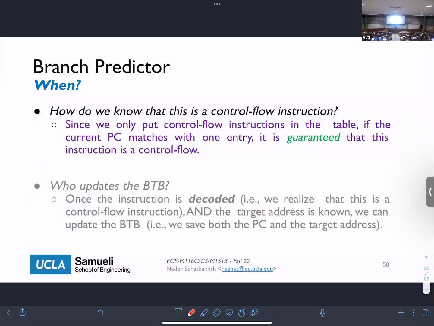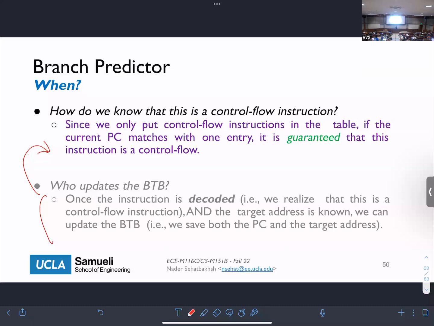Now, how do we know that this is a control flow instruction? The nice thing is that if the PC matches one of the entries in that table, it is guaranteed that this is a control flow instruction. Why? Because whatever exists in that table only got there because it was a taken branch coming from our decoder. So if it's there, it's guaranteed that it's a taken branch. If it's not there, we don't know, and we're going to do not taken.